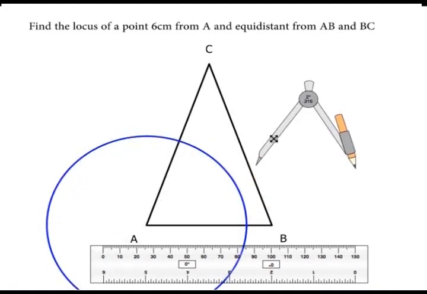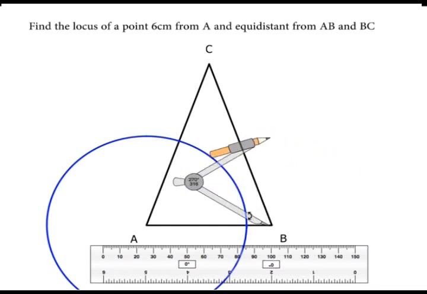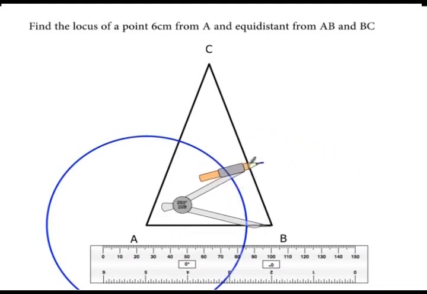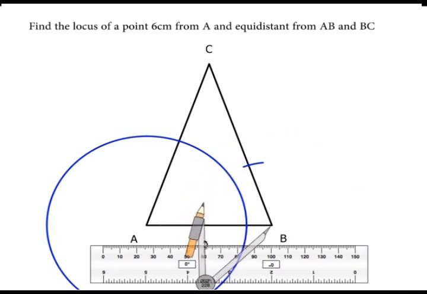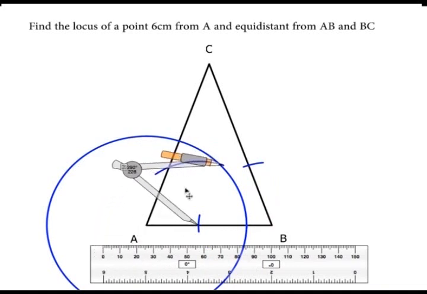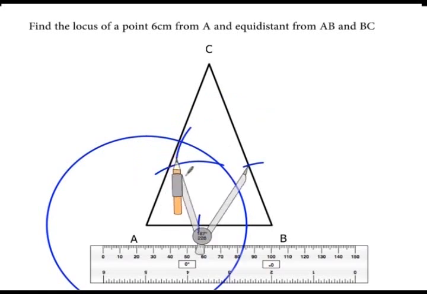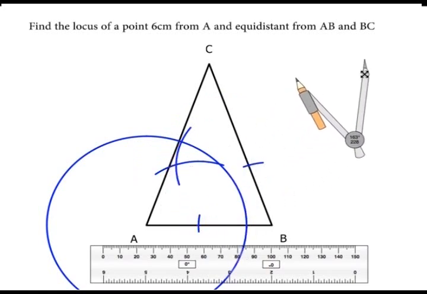Second condition, equidistant from AB and BC. We've said that such a locus is the angle bisector, and so we bisect the angle at B. Place the compass at B, arc here, and arc there. Go to this point and make an arc there, go up and make an arc also. Now draw the bisector.